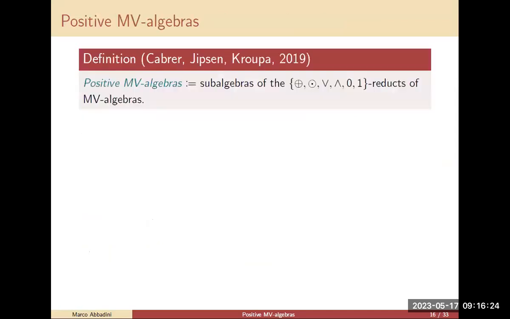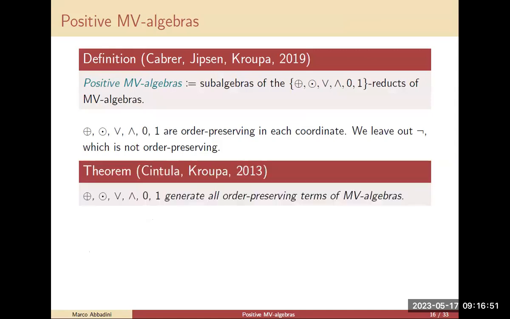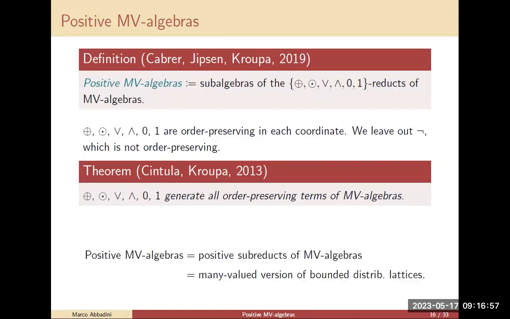And so, Hàjek, Gibson, Kroupa defined positive MV-algebras. These are the subalgebras of certain reducts of MV-algebras, reducts with respect to this signature here: plus, times, join, meet, 0 and 1. What's special about this signature? They are order preserving in each coordinate. We leave out negation, which is not order preserving. And they are all the order preserving terms, meaning that every order preserving term of MV-algebra is generated by this. So we can say that these positive MV-algebras are the positive subreducts of MV-algebras. And this makes them the many-valued version of bounded distributive lattices.